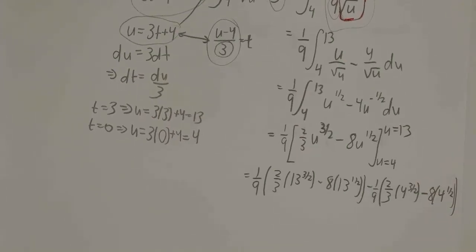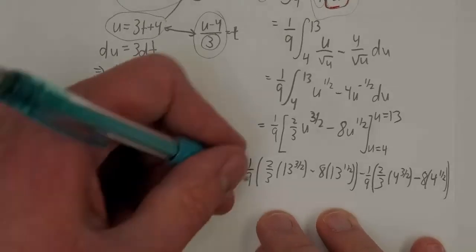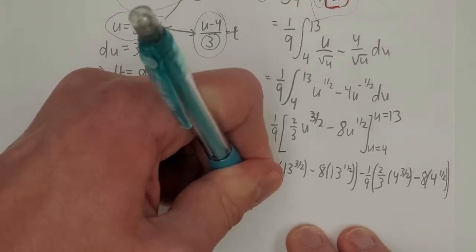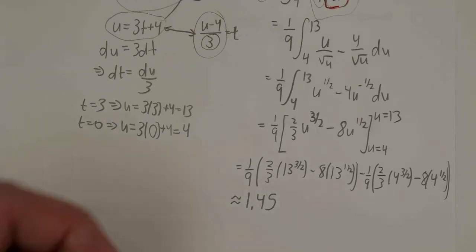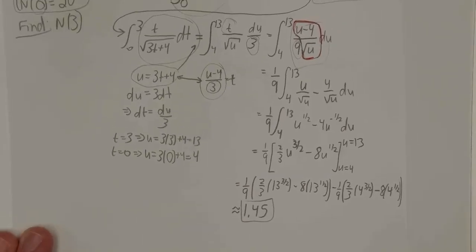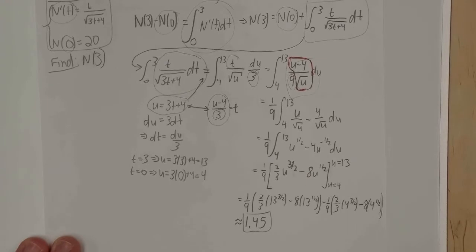So what I'm going to do for now is say, okay, once you plug all this into a calculator, this is going to give you the somewhat anticlimactic value of 1.45. And the reason I say this is anticlimactic is because, well, if we look back at the original problem, the problem says we need to figure out how many bacteria are present 3 seconds later. And we need to round to the nearest number of bacteria.